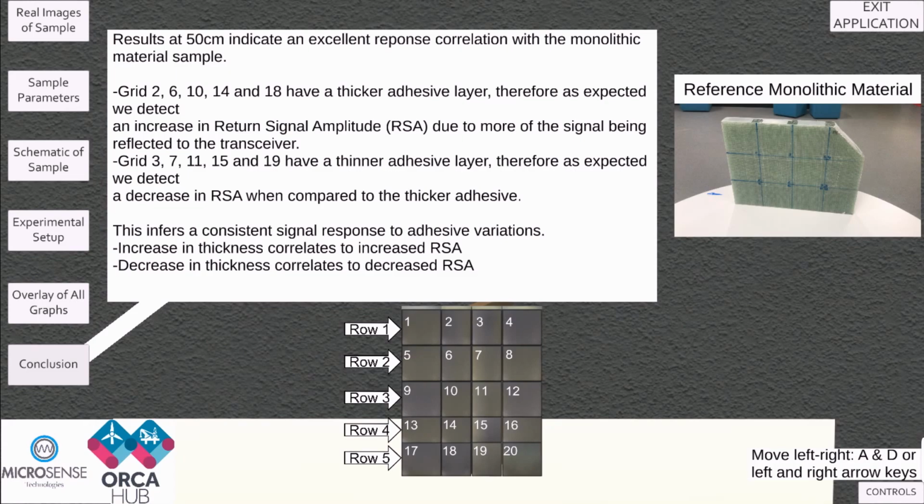The results demonstrate that at 50 cm, an excellent response correlation occurs within the monolithic sample, which demonstrates a varying thickness in adhesive, which was the objective. Grid 2, 6, 10, 14 and 18 have a thicker adhesive layer compared to grid 3, 7, 11, 15 and 19. Therefore, due to the thicker adhesive, an increase in return signal amplitude was detected. This infers a consistent signal response to adhesive variations where an increase in thickness correlates to an increased return signal amplitude and a decrease in thickness correlates to a decrease in return signal amplitude.